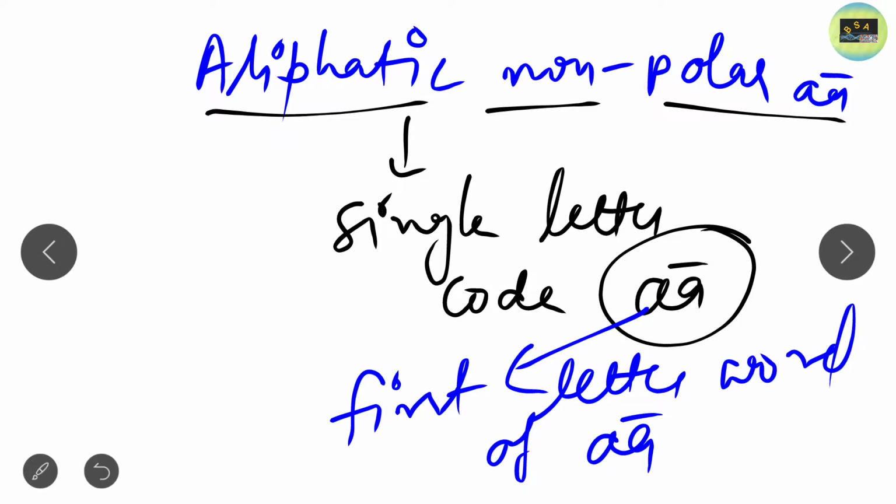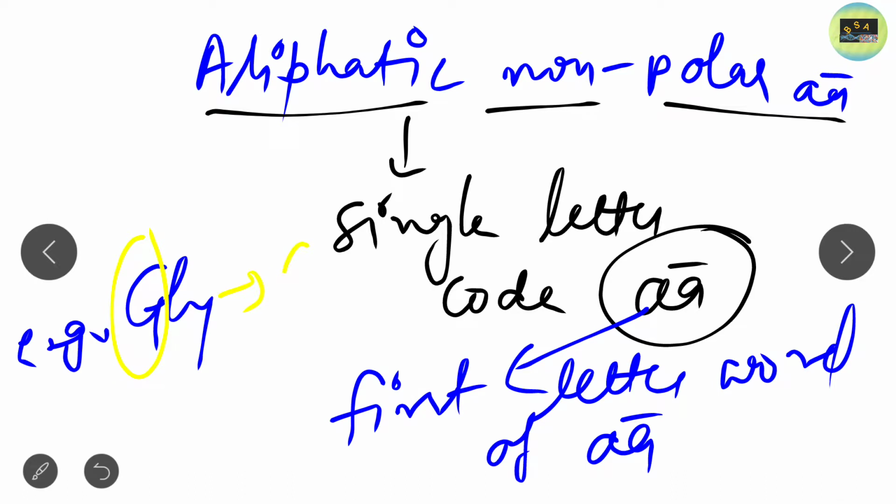For example, glycine. In glycine, the first letter is what? G. So its single letter code is also G. So this is a trick. In all aliphatic non-polar amino acids, the single letter code matches the first letter of the amino acid, that is, G for glycine. Now it will be easier for you to remember these aliphatic non-polar amino acids.